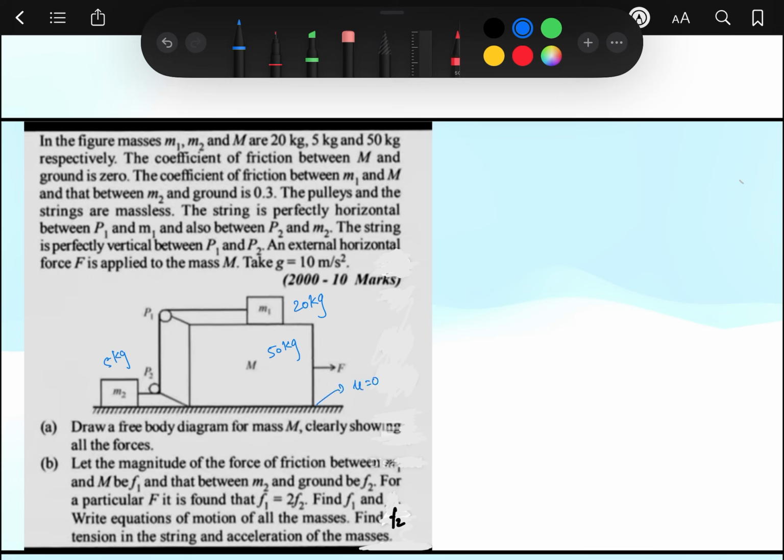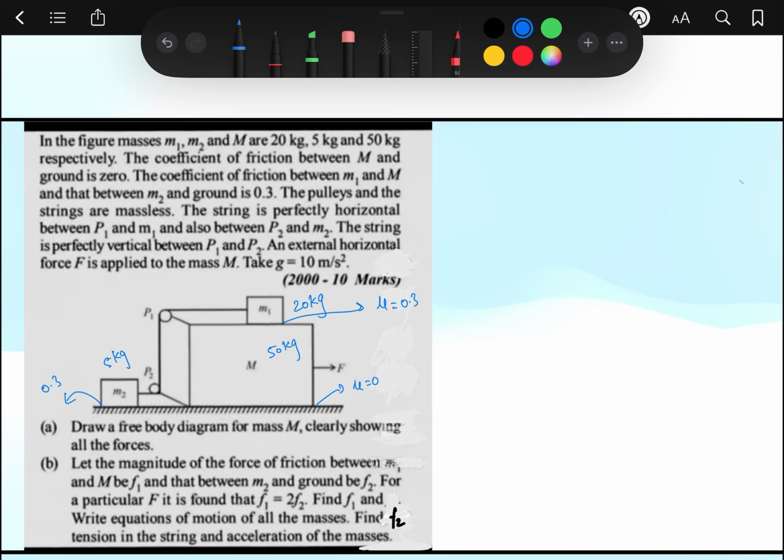The coefficient of friction between this M1 and capital M, that means here at this point, the coefficient of friction is 0.3, and also between this M2 and the ground it is 0.3, right? The string is perfectly horizontal between this point P1 and M1, and also between this P2 and M2 the string is perfectly vertical.